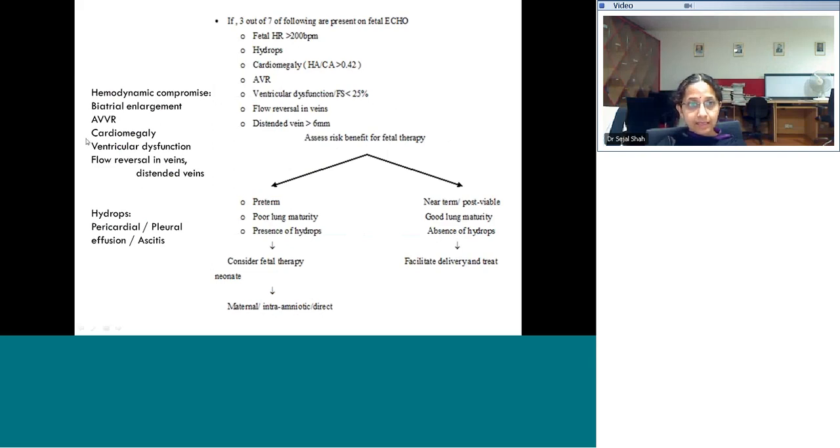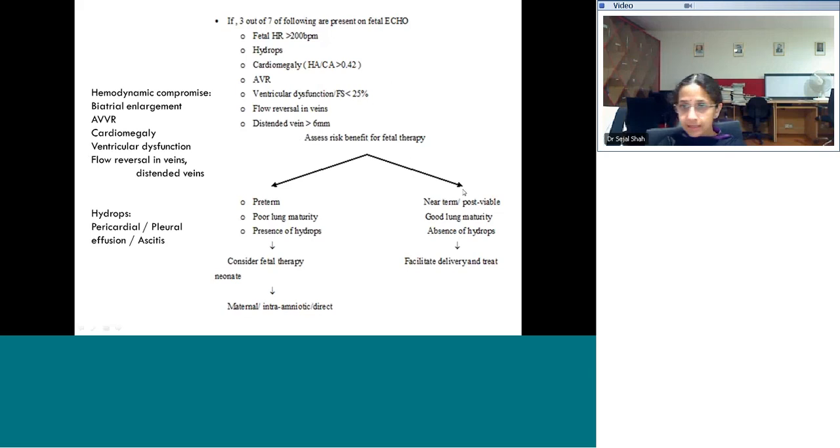So what do we see along with structural understanding? The type of arrhythmias. How do we decide for hydrops? Look for biatrial enlargement, AV valve regurgitation, cardiomegaly, ventricular dysfunction, and Dopplers, flow reversal in the major veins, or any congestive hepatomegaly, etc. Presence of pericardial or pleural fluid and ascites. So you look for these parameters and assess the risk-benefit for fetal therapy.